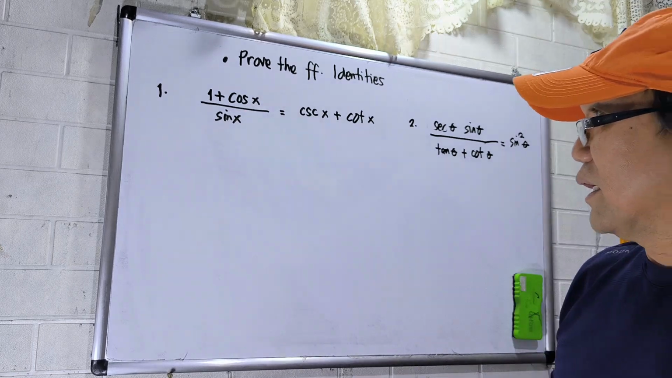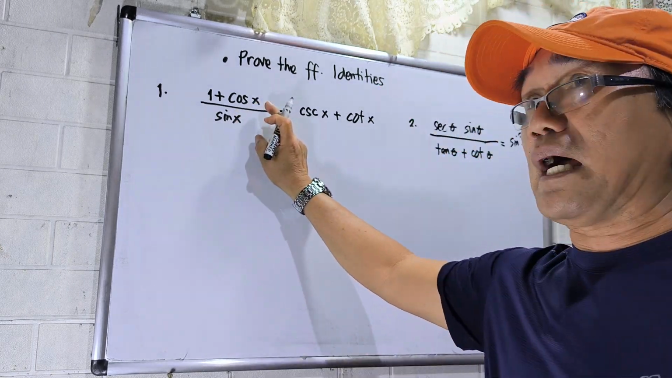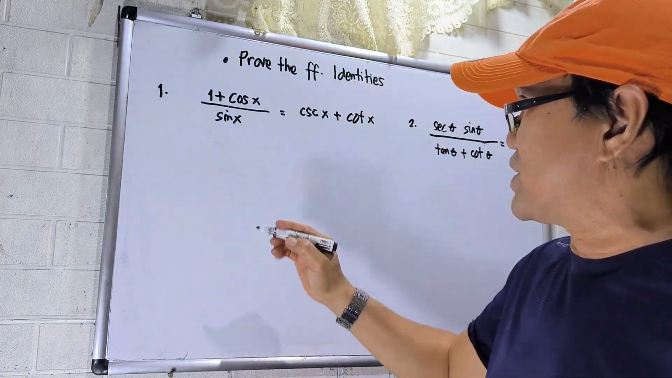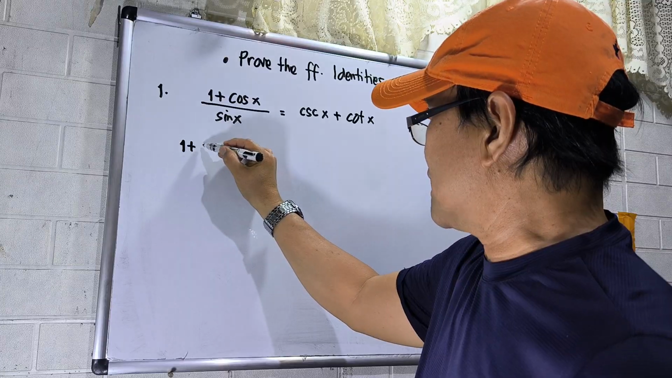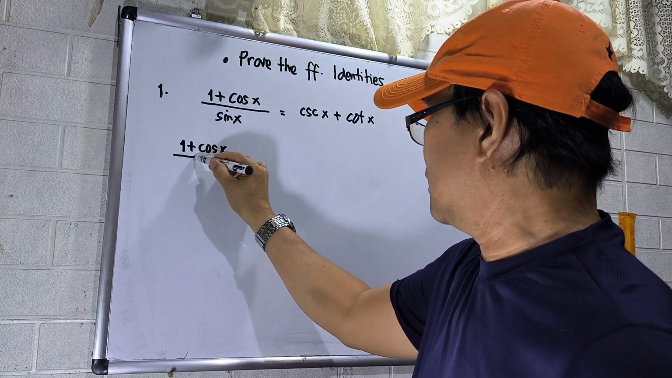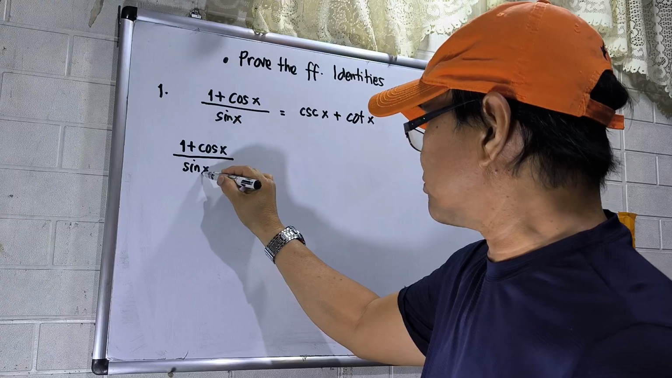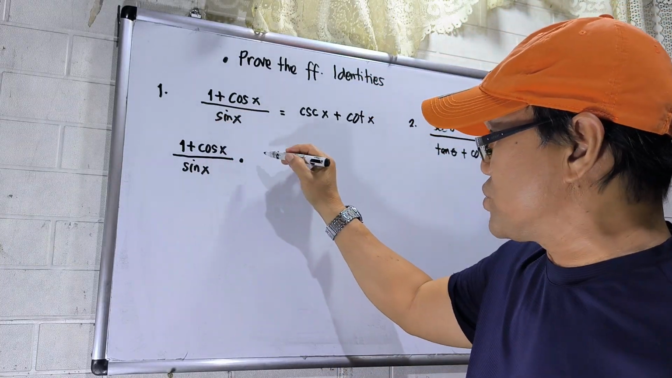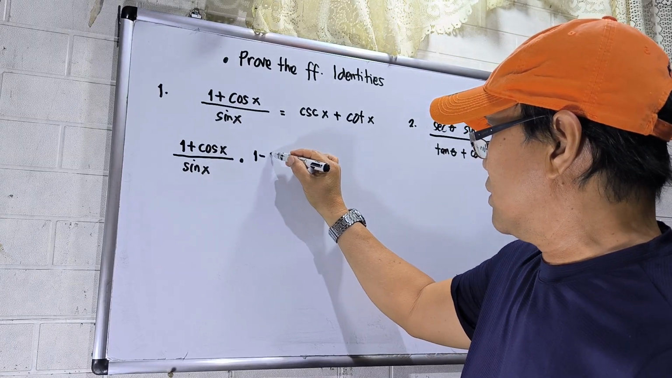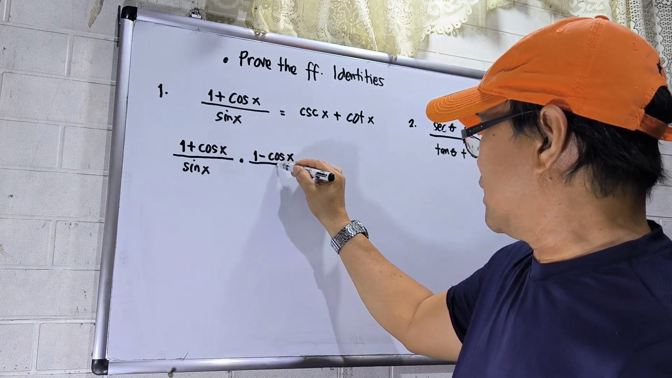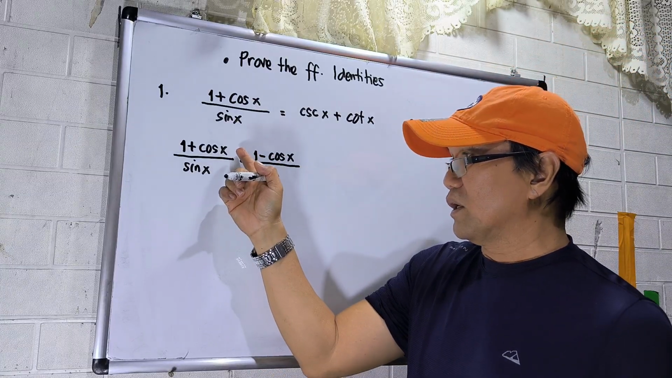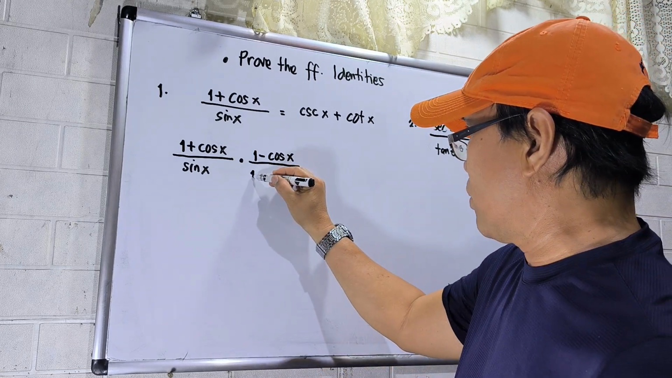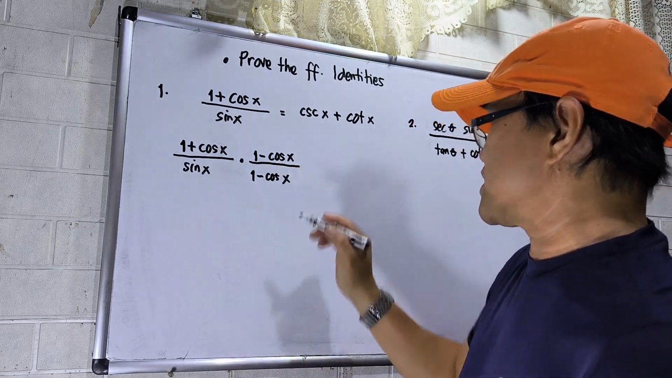In number 1, all I can do is multiply the numerator by the conjugate. When we say conjugate, that's the opposite operation. So I have 1 plus cosine x over sine x. As I said, I have to multiply by the conjugate of the numerator, which is 1 minus cosine x. If you multiply the conjugate, it must be in both numerator and denominator, so it should be 1 minus cosine x.